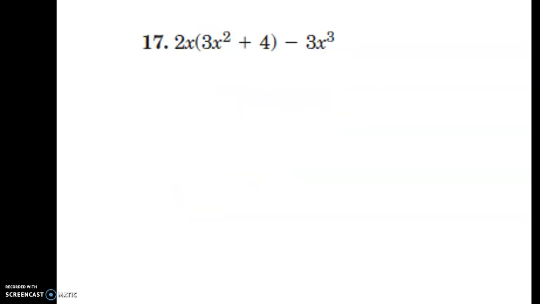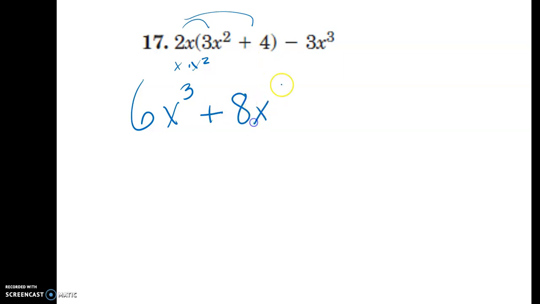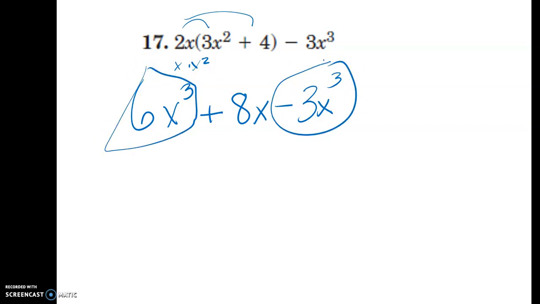Let's try another one. This one has, again, we're still ramping it up a little bit here. I'm going to distribute this through. We have 2 times 3, which is 6. X times x squared is the idea of x cubed, adding together those exponents. 2x times 4 is going to give me 8x. And then I have minus 3x cubed. Take notice that these two are the two that are alike. So those are the two this time I'm going to collect together. 6 minus 3 gives me 3. They have the same x cubed. So 3x cubed plus 8x.